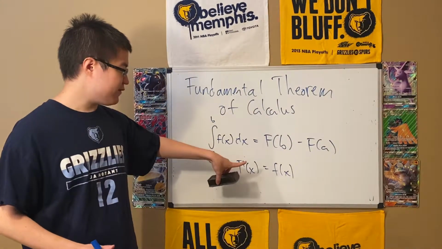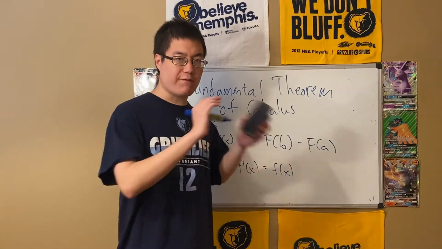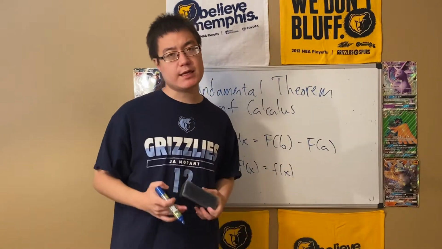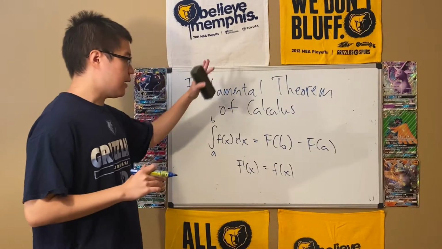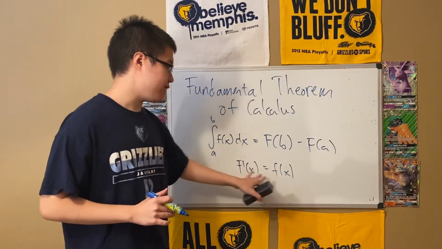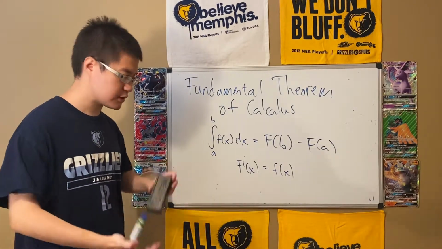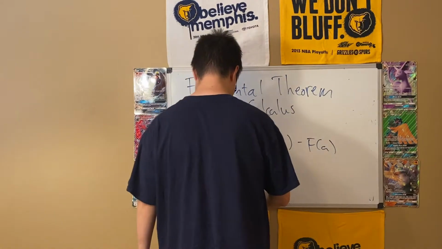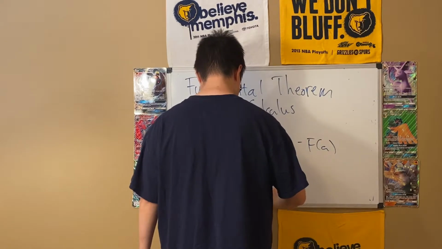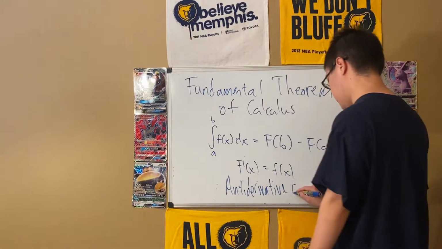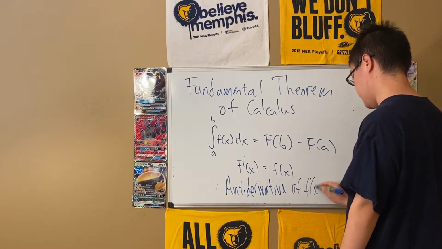If the derivative of big F is little f, we're going to reverse the relationship. What we're going to say is that the antiderivative of little f is big F. We're just trying to introduce all the nomenclature at the beginning and then we'll explain it a little bit later. So the antiderivative of little f is big F.